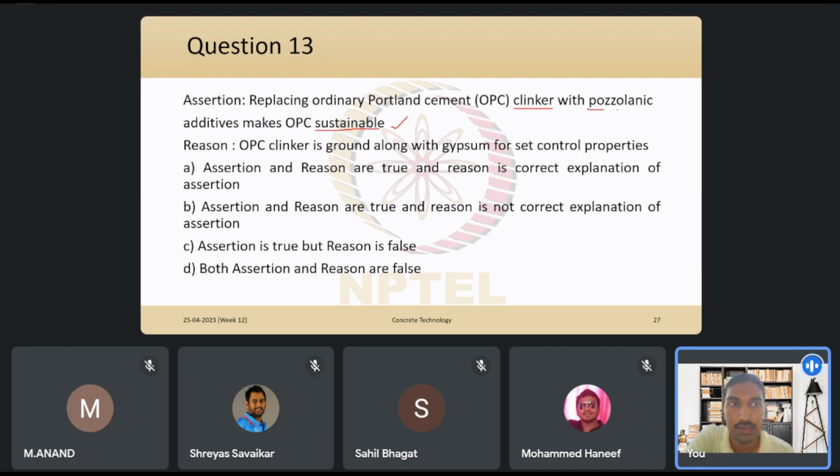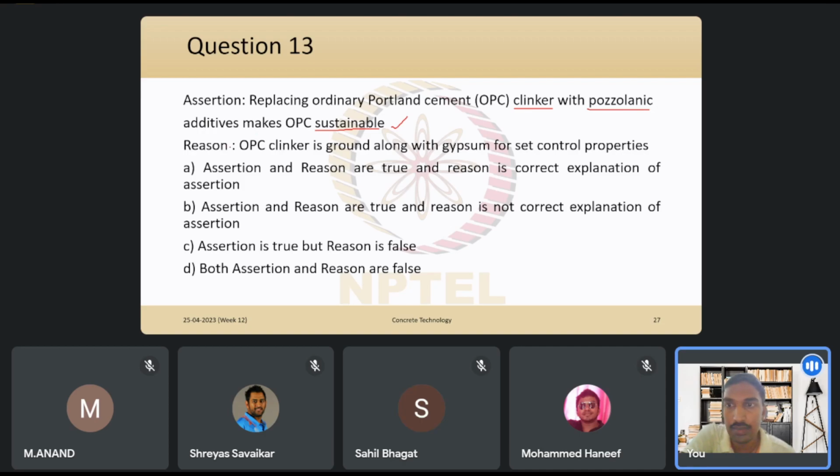Therefore, we increase the addition of pozzolanic materials, right? Pozzolanic materials also have cementitious properties, right? So by replacing the OPC clinker with pozzolanic additives, we still retain the cementitious properties but reduce carbon emissions, right? So that will make it sustainable. So the given statement is true.